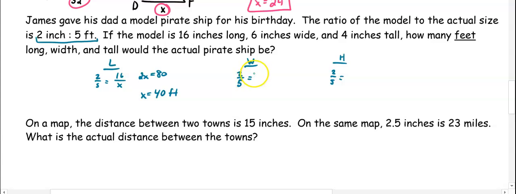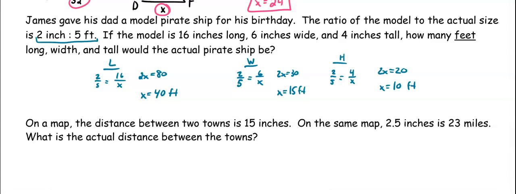For the width, we have the model as 6 inches over x. So we get 2x equals 30. When we divide, we get x is 15 feet for the width. And for the height, we have 2 over 5 equals 4 over x. When we cross multiply, 2x equals 20. So x is 10 feet.